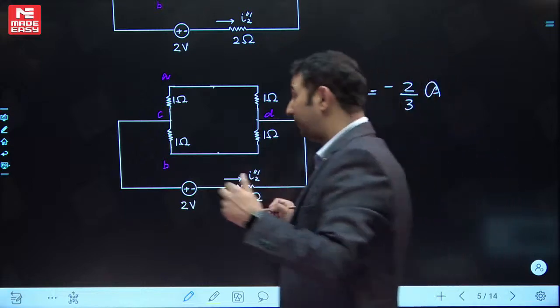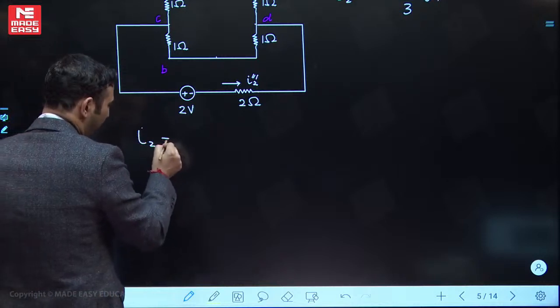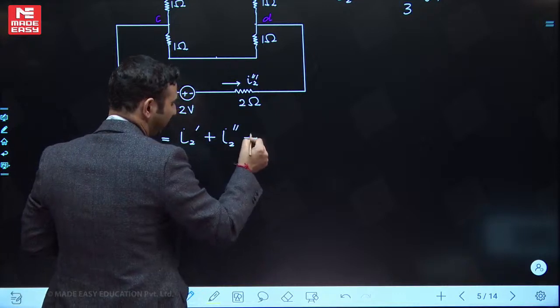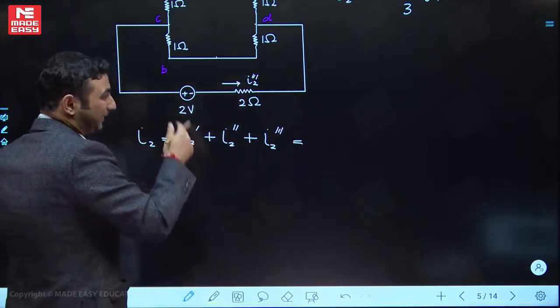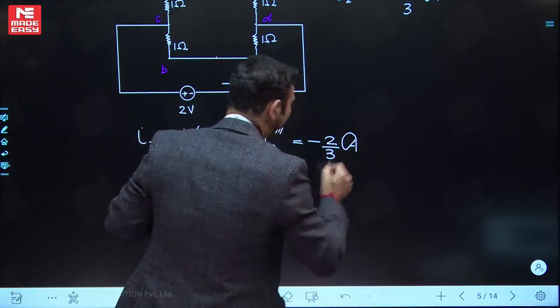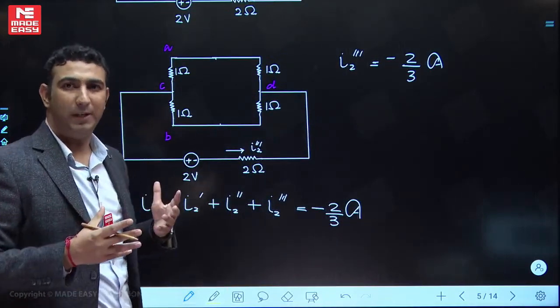And now if we apply the superposition theorem to get the complete answer, so I2 will be I2 dash plus I2 double dash plus I2 triple dash. 0 plus 0 minus 2 by 3, so the answer will be minus 2 by 3 ampere. I hope you got the concept what I wanted to tell you.